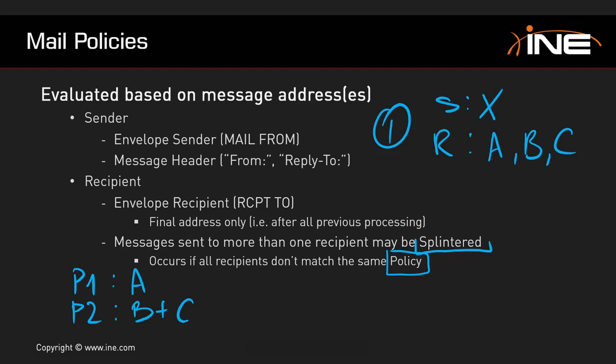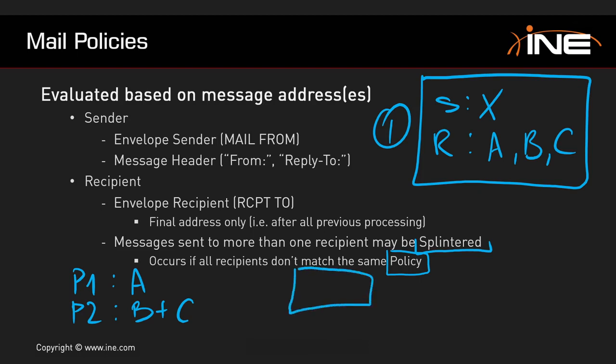And now the problem here is that we have a single message which is sent to recipients that would normally match different policies. So we cannot evaluate this single message against just one of those policies. Because user A is supposed to be processed by policy 1, whereas the message sent to the 2 other recipients is supposed to be processed by the second policy. So ESA is going to solve that by making a virtual copy of that message. It is going to break it down into 2 parts.